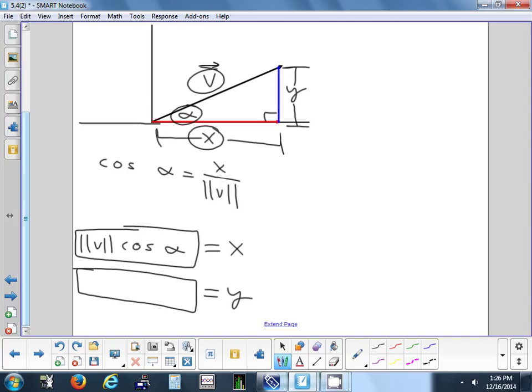Think about a trig function that would involve the angle, the hypotenuse, and the y. Sine. So what would be my formula for y, you think? Yeah. And you can go through all the trig ratios again. Sine is opposite over hypotenuse. Solve it for y, and you're going to get that. So this is your horizontal component, and below is your vertical.